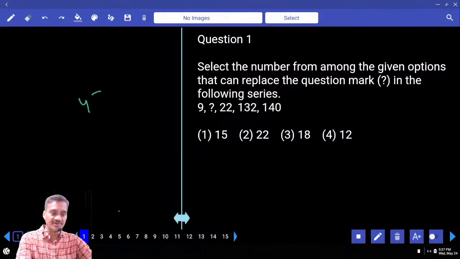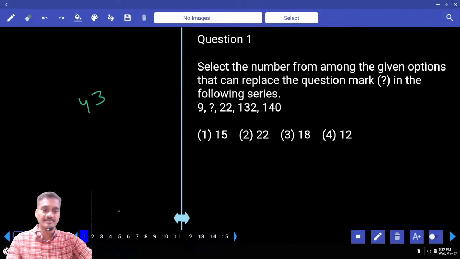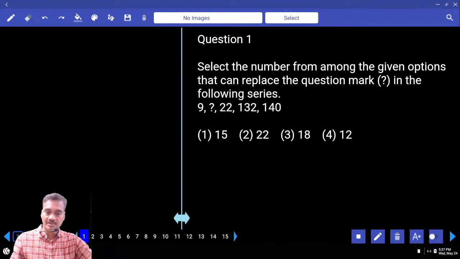Now paper number 43, SSC CGL Tier 1. In this question number 1, it is based on number series. Now tell me what is the logic we have.